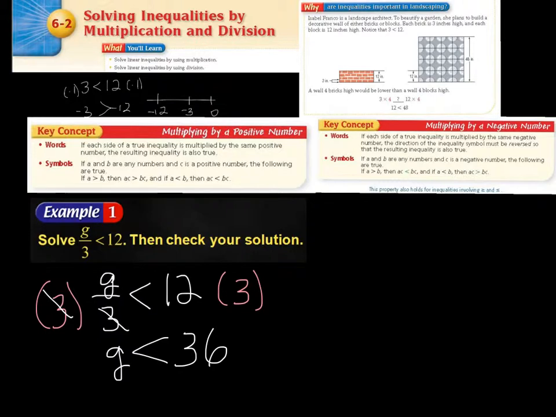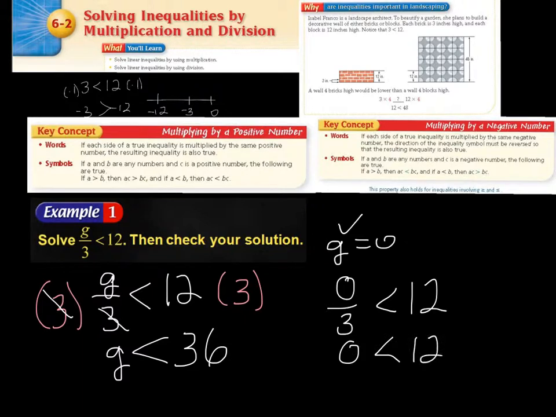Because this is an inequality, I can pick anything I want that works. So I like to pick 0 if I can. So I'm going to check with g equals 0. So 0 divided by 3, is it less than 12? 0 divided by anything is 0. 0 is less than 12. So I know my inequality is going the right way, and I should be right.